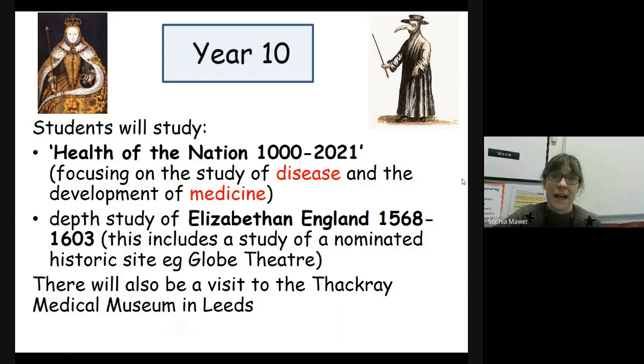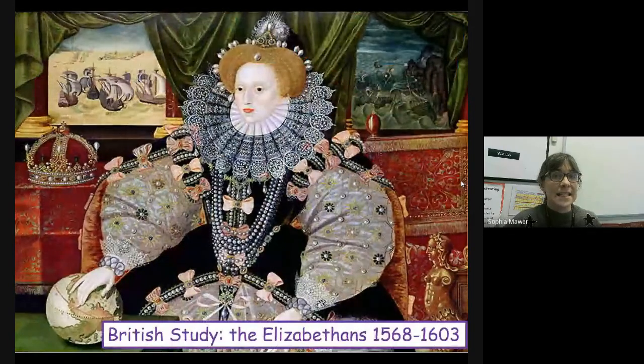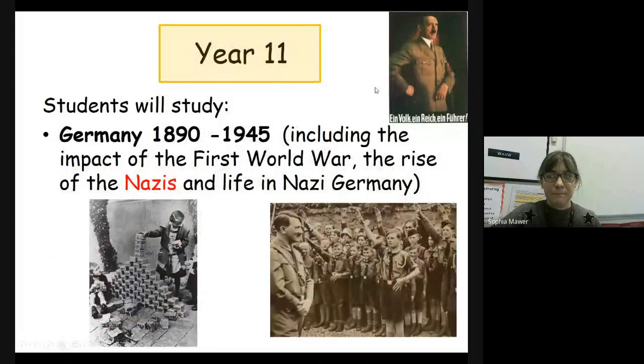There's lots of different elements to it. There's a lovely operation that's being done with no anaesthetics at all. And then here's Elizabeth, and this is a very famous picture of her because you can see there is the Spanish Armada, and that's it being shipwrecked. You can see her power because she has her hand on the globe. So there's all sorts of things that we look at, which is good fun. Then in Year 11, we do one unit and we do Germany.